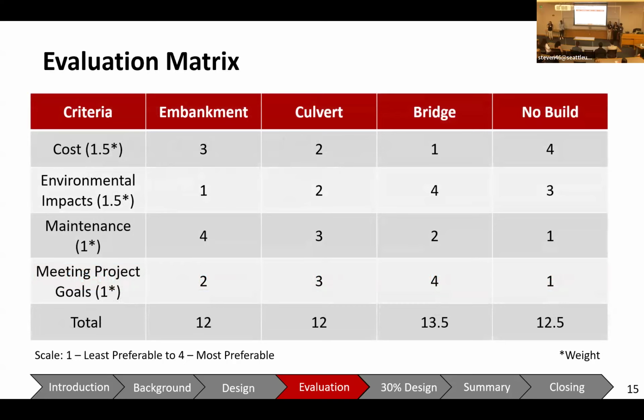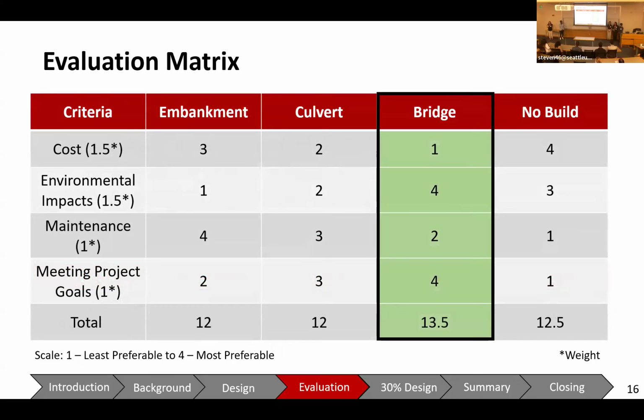Lastly, after each of the alternatives are scored in the appropriate criterion, those scores are totaled up and we end up with our final scores. The highest final score is the one that moves on as our recommended alternative. As the bridge is the highest scored alternative, it moves on to 30% design.